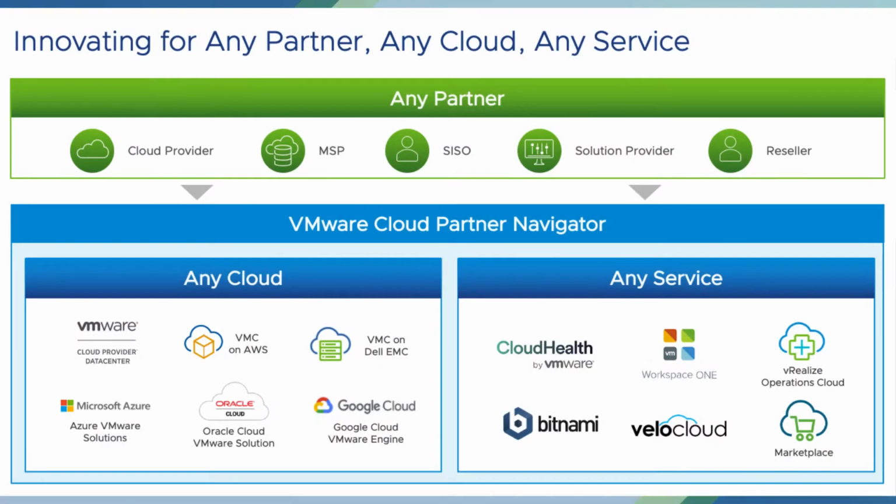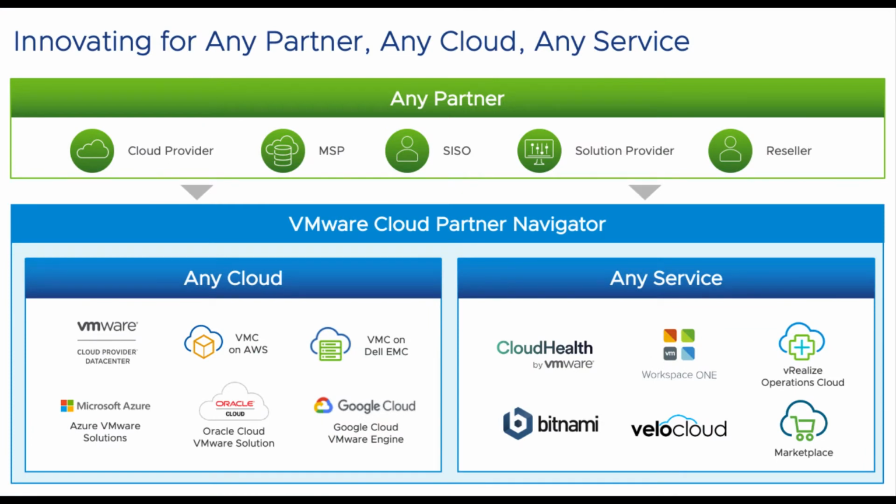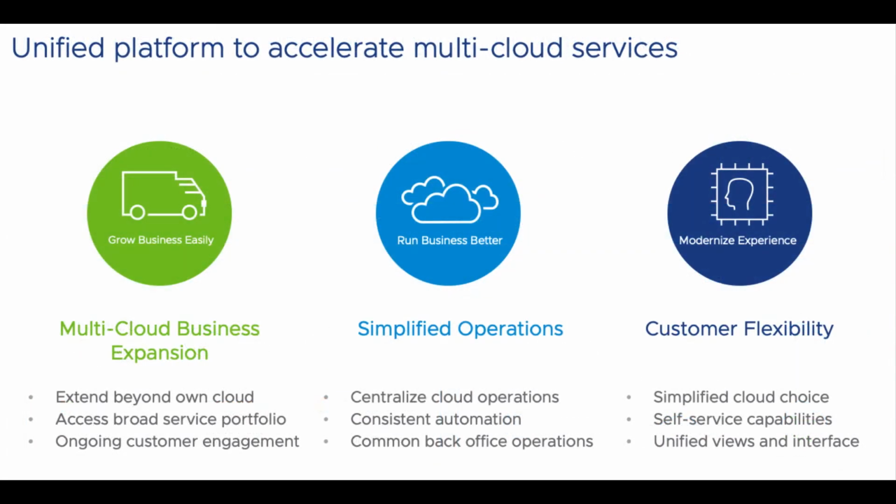VMware Cloud Partner Navigator is a unified platform that allows providers to deliver multi-cloud services to their customers and streamline provider and tenant operations. In this video, we will be exploring the major features and value that VMware Cloud Partner Navigator will bring to your business.